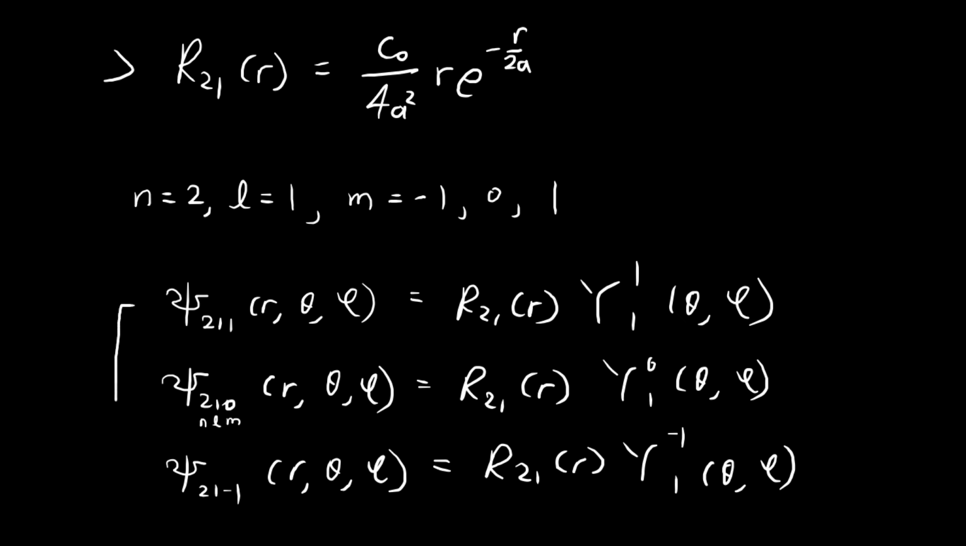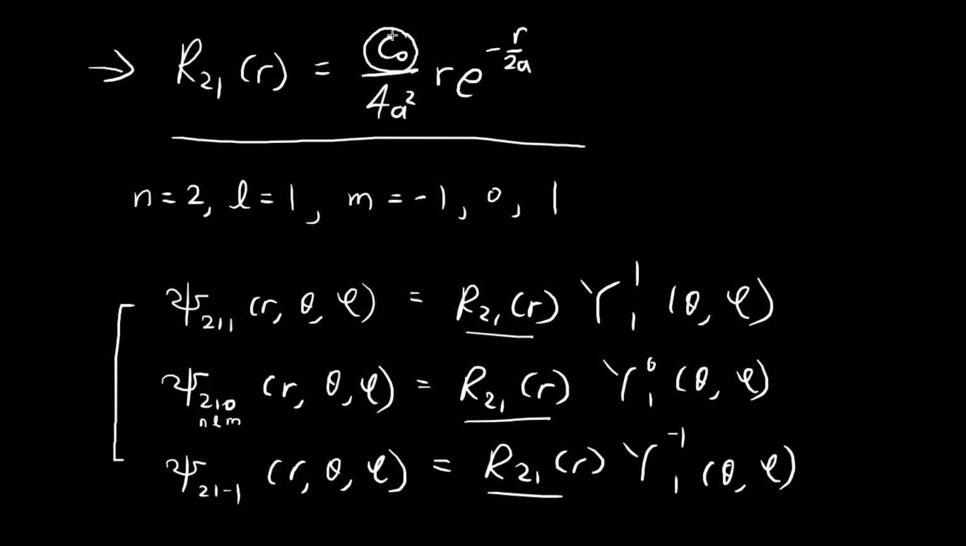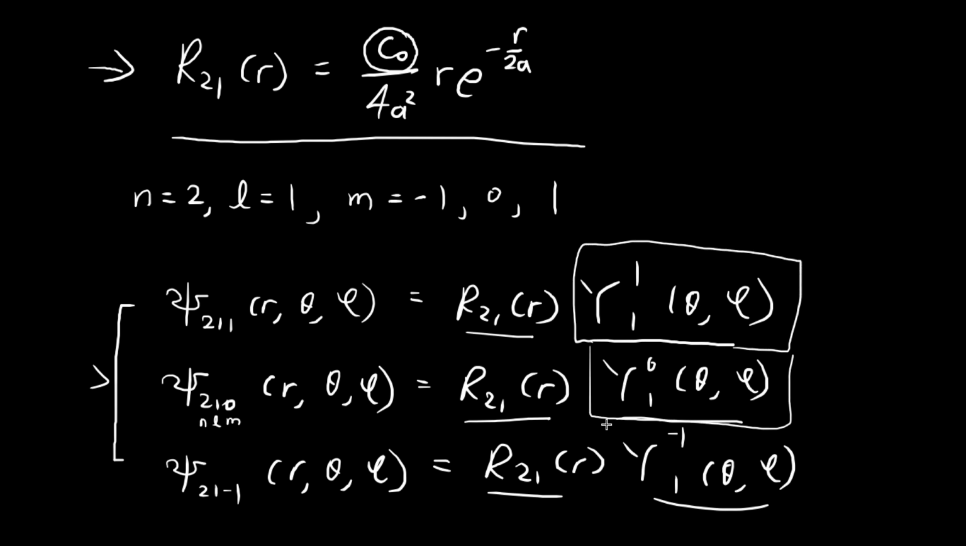So we want to construct these three functions, and you can see that for these three functions, they're all related to R21, which is this expression, which we already have, except for the normalization constant. So what we're going to do first is find the normalization constant, and then we can attach the spherical harmonics, and then we will have obtained the three solutions to the time-independent Schrodinger equation that we're looking for. First of all, I just want to make a quick mention of what these expressions should be.